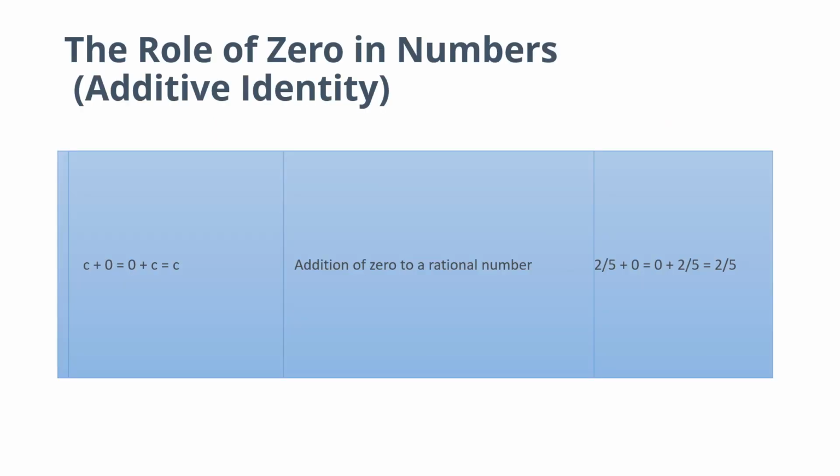Next is the role of 0, that is the additive identity. When you add any number to 0, it is going to give you the same number. Identity means it is going to maintain its identity. So addition of 0 to a number will give you the same number. 2 by 5 plus 0 or 0 plus 2 by 5 is going to give you the same number.